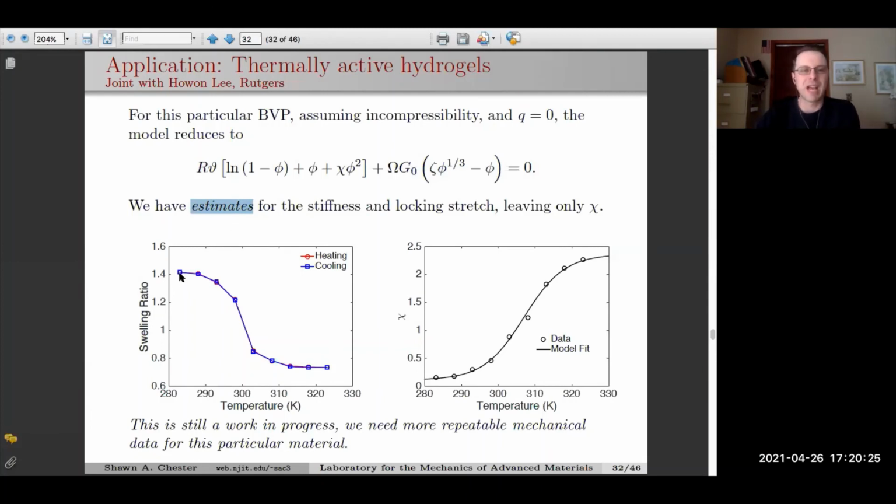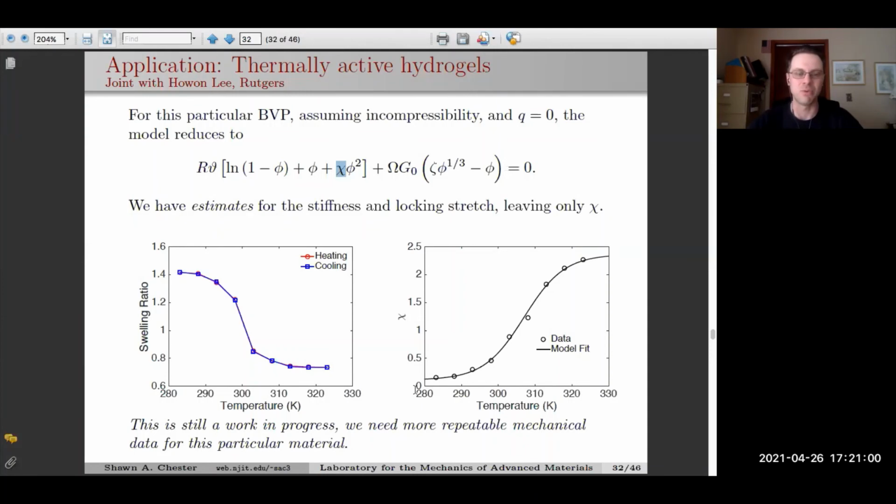The experimental data is over here on the left for heating and cooling. The swelling ratio is just basically the diameter versus temperature. And the model now has only chi to be determined. And so we did our calibration for chi, and like, oh my goodness, this had me smiling for a week. If you remember that tangent hyperbolic form from a few slides ago, literally just cook that up and it turned out to work for some real data. So that was great, but we're not quite finished with this.